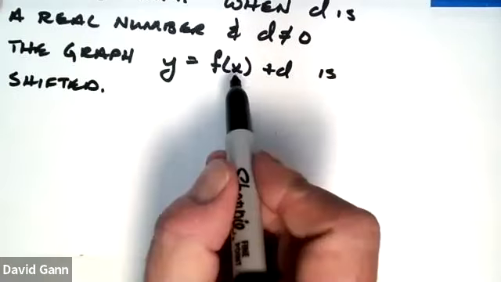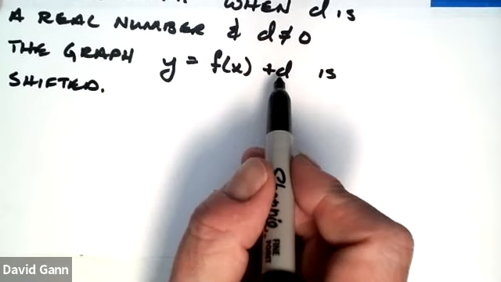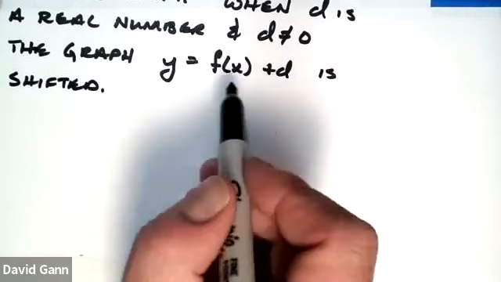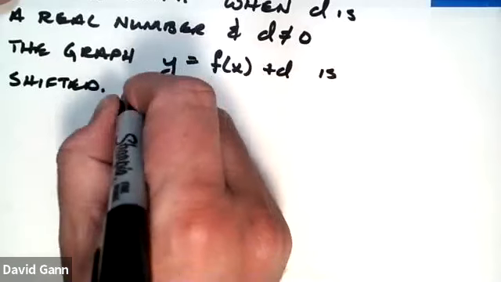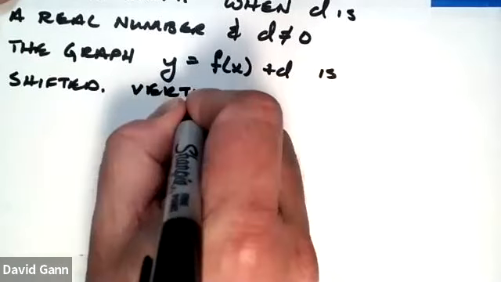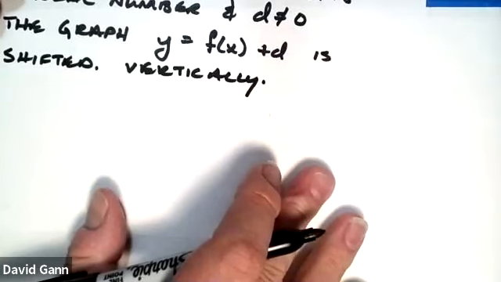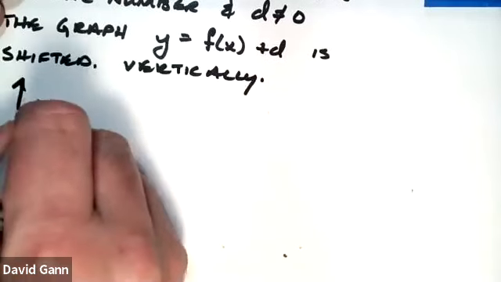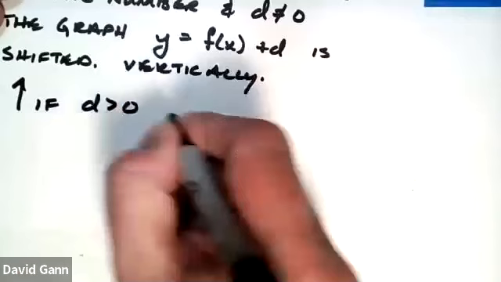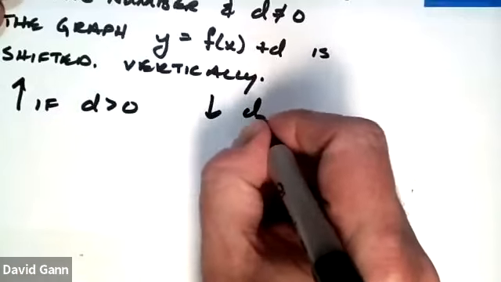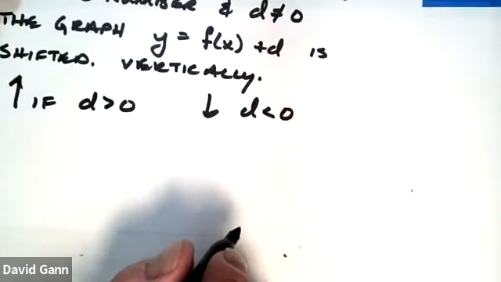So I guess I didn't really say that real well. If you had the graph y equals f of x and you tack on this extra little number on the backside, this whole graph will be shifted vertically, up and down, if you will. It will be up if d is greater than 0, and it will be down if d is less than 0.